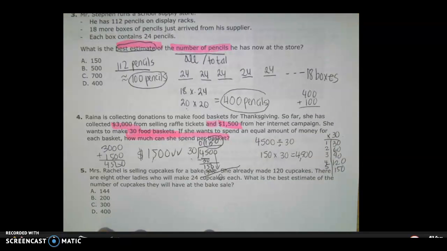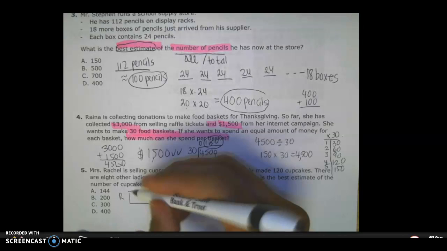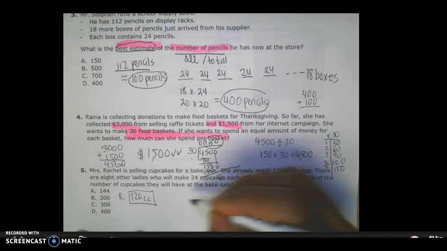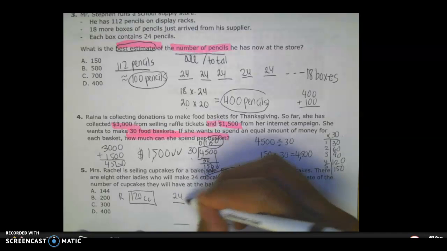Number 5. Mrs. Rachel is selling cupcakes for a bake sale. She already made 120 cupcakes. There are 8 other ladies who will make 24 cupcakes each. What is the best estimate of the number of cupcakes they will have at the bake sale? Well, what does this problem remind you of? This problem is the same, right? So this is Mrs. Rachel. She already made 120 cupcakes, and then there are 8 other ladies that will make 24 cupcakes each.